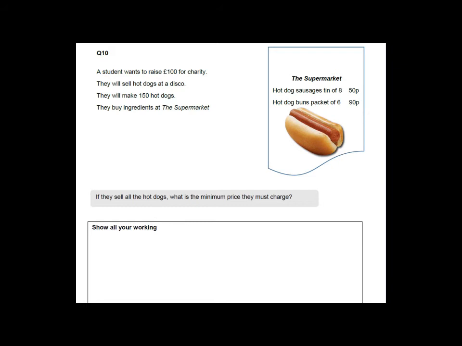Okay, so the first thing we need to do is work out how many packs of hot dogs and hot dog buns that we need for our 150 hot dogs. So 150 divided by 8 will tell us the number of tins of hot dogs.